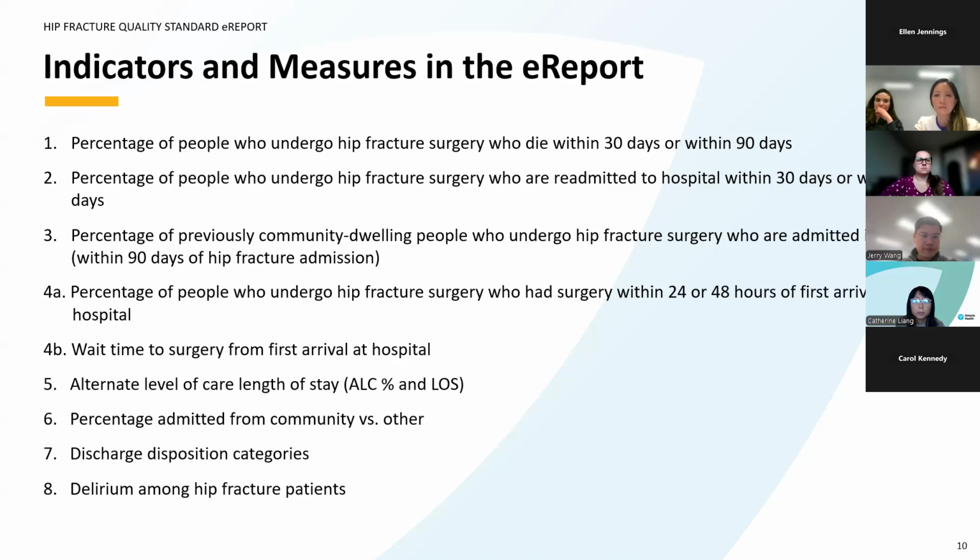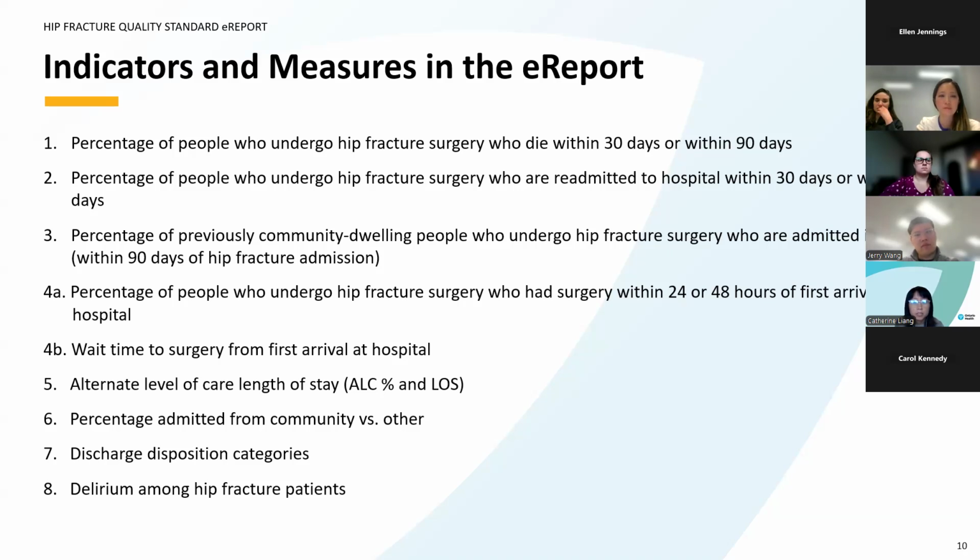One of the statements in the standard is that people should receive their surgery within 48 hours of arrival. The indicator is about the percentage of people who have that accomplished. We also included a percentage within 24 hours of arrival at the hospital as another measure to look at. 4B is the median wait time to surgery from their arrival at the hospital.